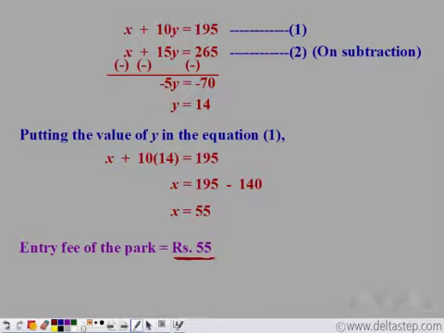And what else did we need to find? We need to find rides fee for each ride, or fee per ride. That was assumed to be y. And we have calculated y as 14. So fee per ride is equal to rupees 14. So hence we have got the values of the two unknowns. Entry fee of the park is rupees 55 and fee per ride is rupees 14.